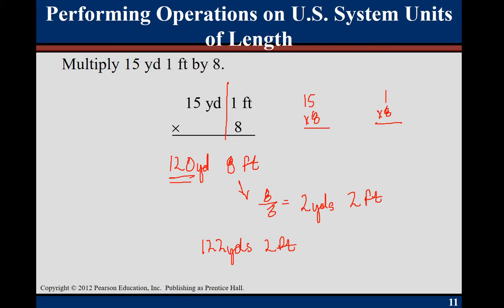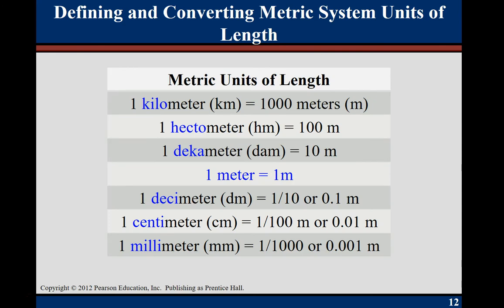Metric is a little bit more complicated when you first start looking at it. And then after you see a couple of different types, you'll see that they're all the same. In metric, kilo is the largest, and then it goes down to the smallest, which is milli. In blue, you have the prefixes: kilo, hecto, deca, and then there's a 1 meter here, and then deci, centi, and milli. Now notice that the extensions are in black.